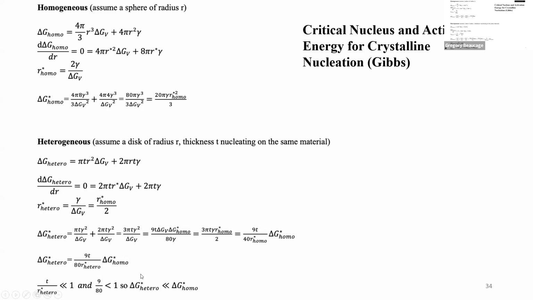But basically here, the way this is done is as a disk on top of a surface, it ends up being some 9/80ths or something there. So it'll be like 1/10 almost of the other one. So it's much smaller to nucleate heterogeneously than to nucleate homogeneously.